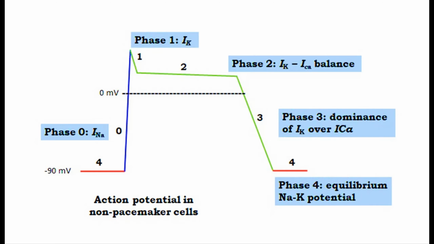This figure illustrates phases of the action potential in non-pacemaker cells. Phase 0, mediated by sodium inward current. Phase 1, mediated by potassium outward current. Phase 2, representing a balance between potassium outward and calcium inward currents. Phase 3, mediated by potassium current overcoming calcium current. And Phase 4, the resting potential, mediated by sodium-potassium currents equilibrium.